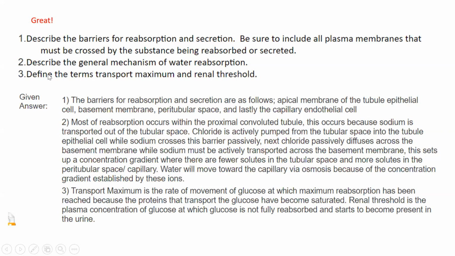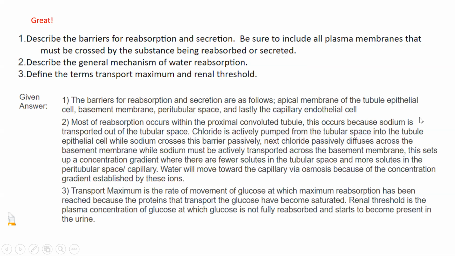So this was a really good response. The first question asked about the barriers for reabsorption and secretion. And then it said specifically, be sure to include all plasma membranes that must be crossed for substances that are being reabsorbed or secreted. And so this was pretty straightforward. There wasn't a whole lot of detail required here.